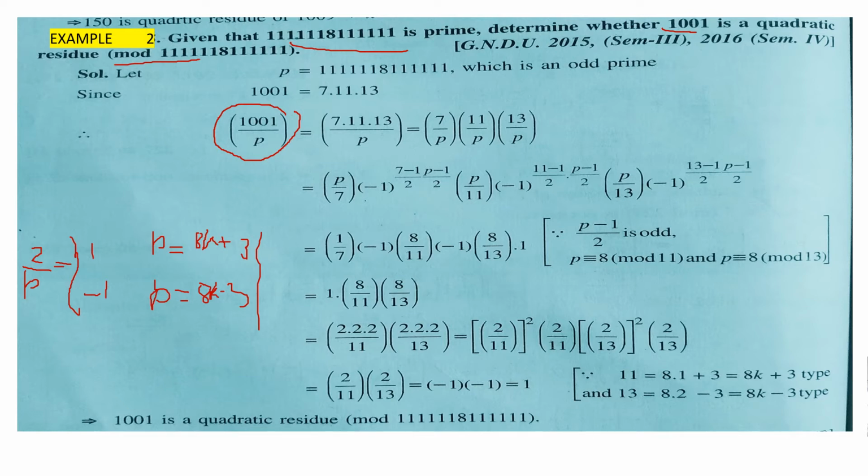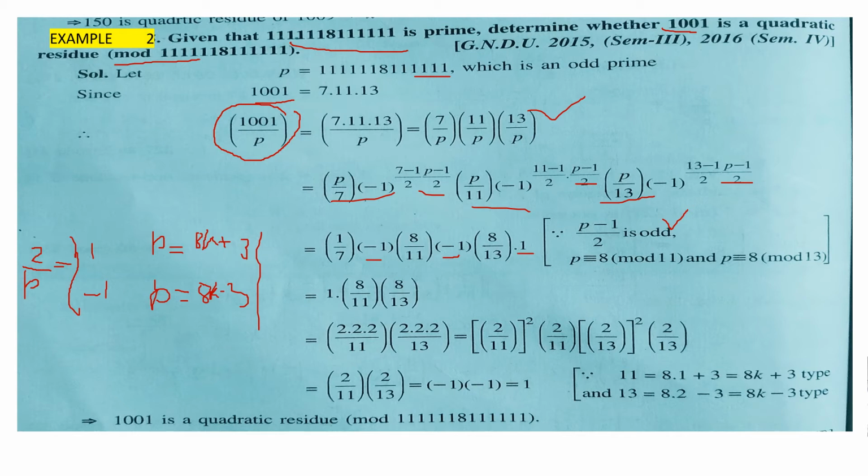So make the factorization of 1001: 7, 11, 13. Break it into three parts. Apply the reciprocity law on all three numbers. As p is an odd number, (p minus 1)/2 is an odd number, so this is odd, this is odd, this is odd. Keeping this in mind, we get minus 1, minus 1, minus 1 here.